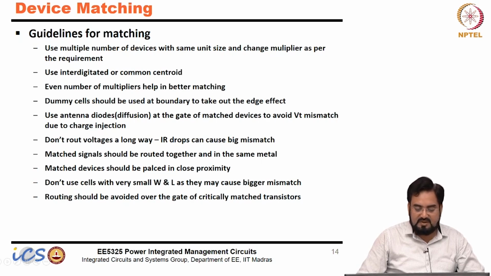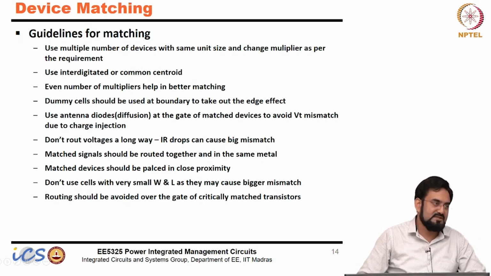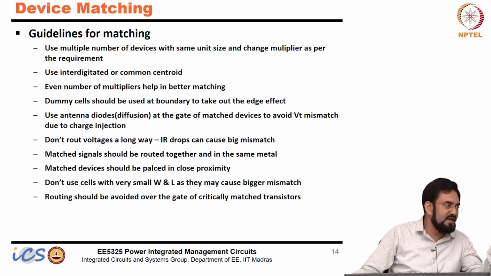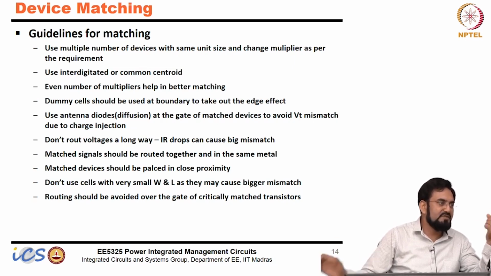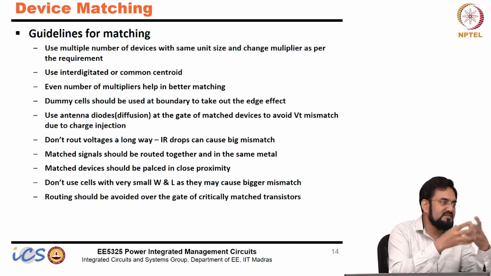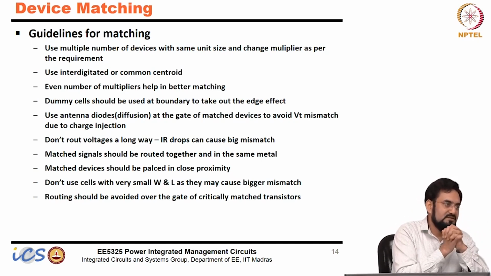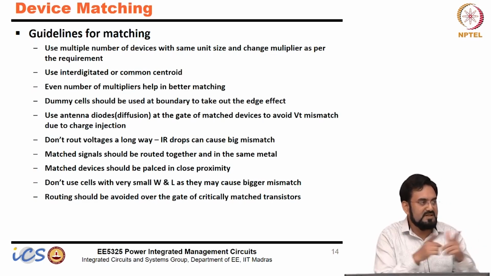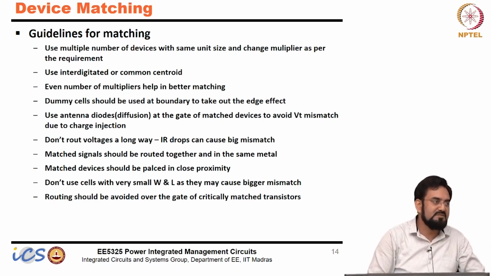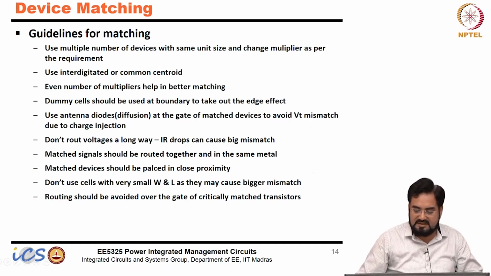Don't use cells with very small W by L, as they may cause bigger mismatch. It's obvious, because usually from the process you have some delta mismatch, that is absolute mismatch. So if you have a bigger device, then the percentage mismatch will be less. If you keep a very small device, then the variation will be large. That's why whenever you have matched devices, we never try to use a small W by L, but a large W by L.